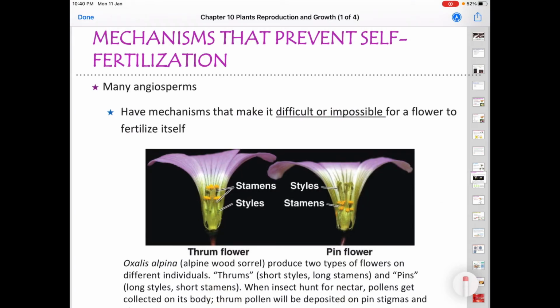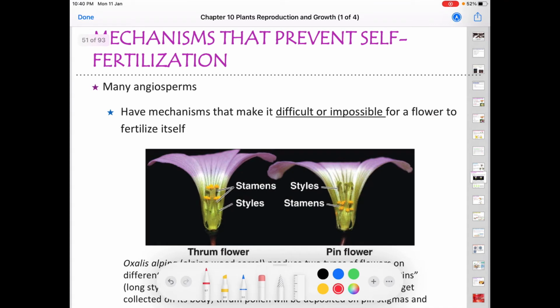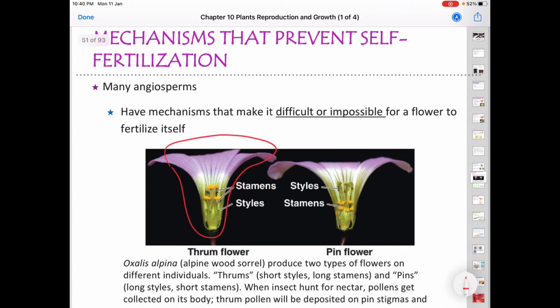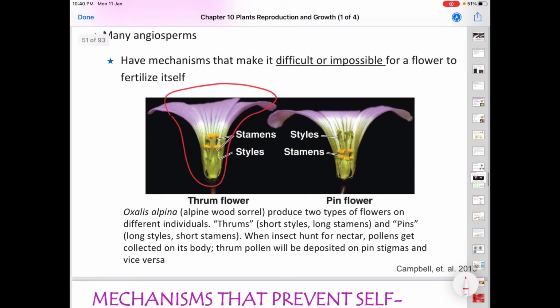Many angiosperms have some mechanism that makes it difficult or impossible for a flower to fertilize itself. For example, in this one flower, even though it has complete stamen and also the carpel, this flower does not want to do self-fertilization. So they have some mechanism to prevent self-fertilization from happening.